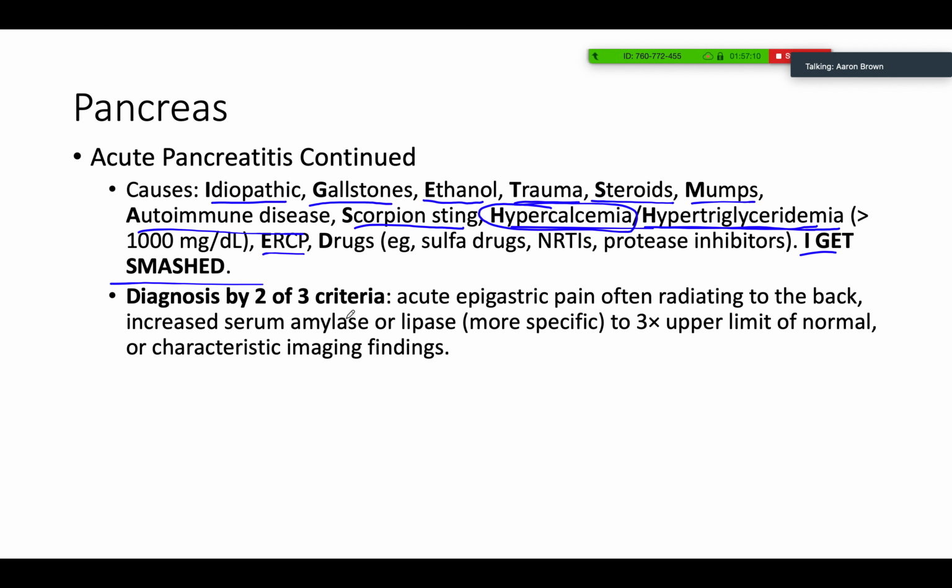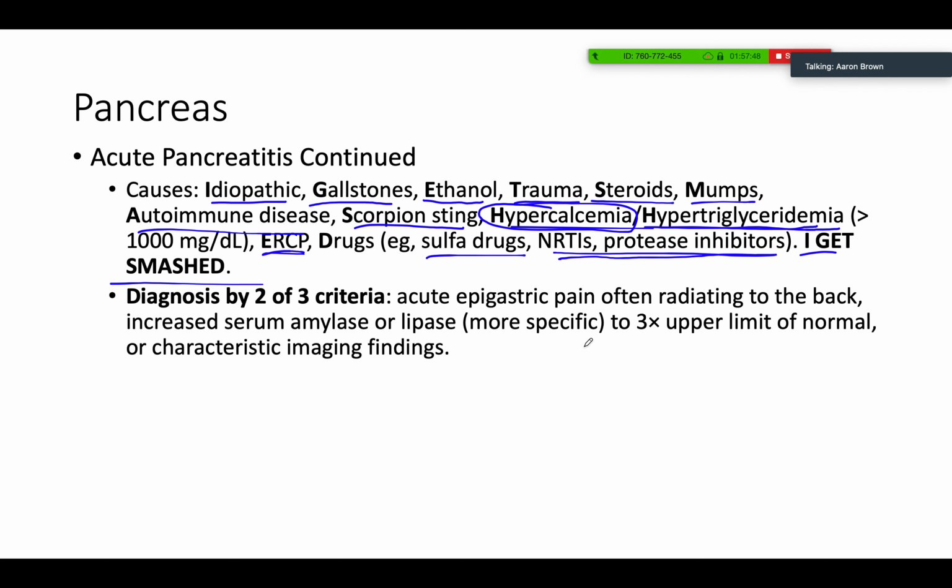ERCP is one of our ways of diagnosing different problems in the biliary tract. It involves endoscopy and dye. When you shoot the dye into the biliary tract, the pancreas can get irritated. And so that's our ERCP. Certain drugs, sulfa drugs, and some of the drugs we prescribe for HIV/AIDS, which are NRTIs and protease inhibitors, can both lead to pancreatitis. And so that results in our I GET SMASHED mnemonic. Ta-da!